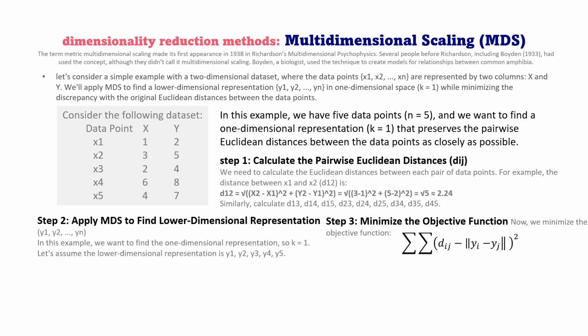So the MDS algorithm iteratively adjusts the values of y sub 1, y sub 2, y sub 3, y sub 4, y sub 5 to minimize the objective function while preserving the relative distances as closely as possible. The result will be a one-dimensional representation of the data points that best represents the original pairwise distances.